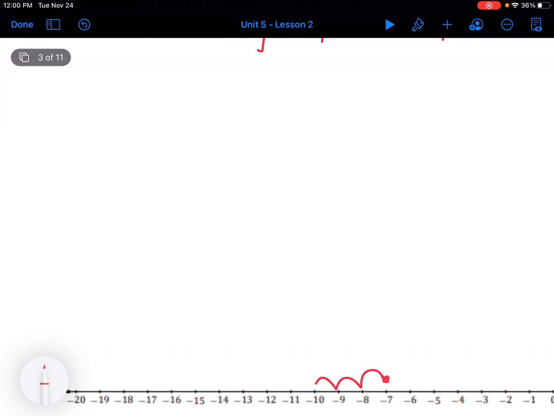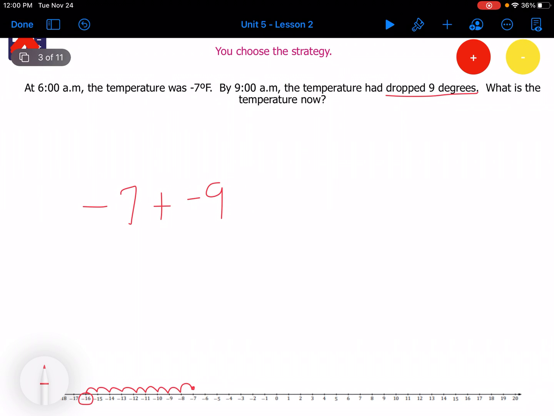So that's 1, 2, 3, 4, 5, 6, 7, 8, 9. So I end up on negative 16. So what is the temperature now? Negative 16 degrees Fahrenheit. I could have chosen to do it with chips if I'd wanted to and use zero pairs.